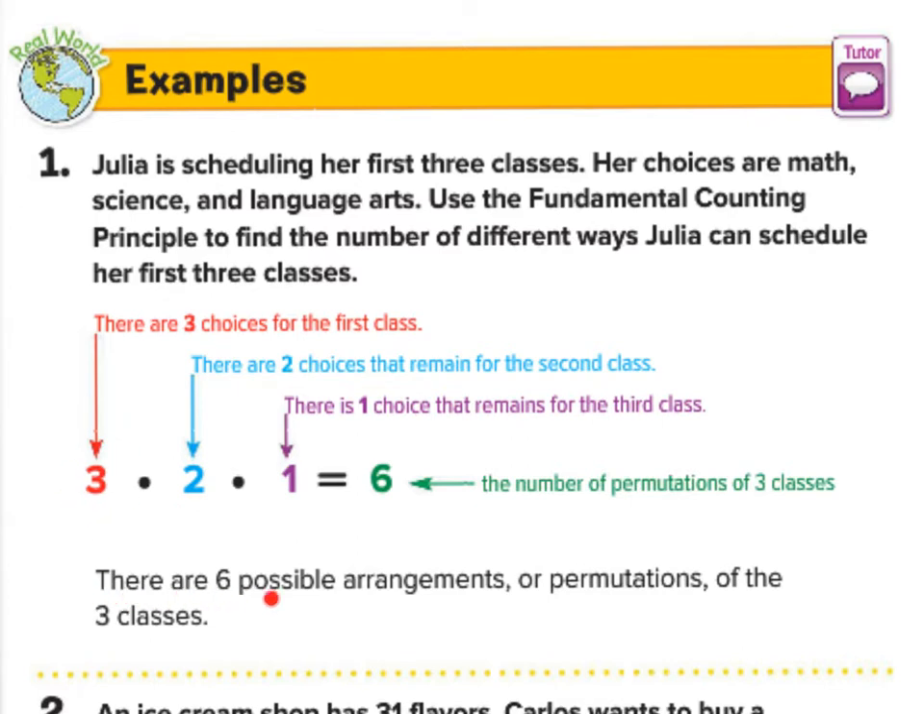So there are 6 possible arrangements or permutations of 3 classes. So there are 6, instead of saying 6 different arrangements or 6 different ways to align these, you can say 6 different permutations.